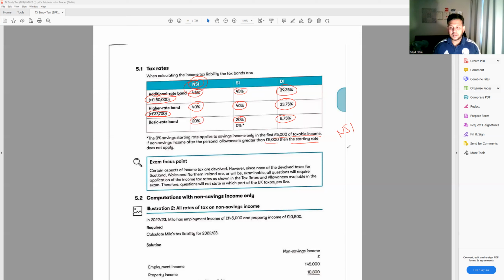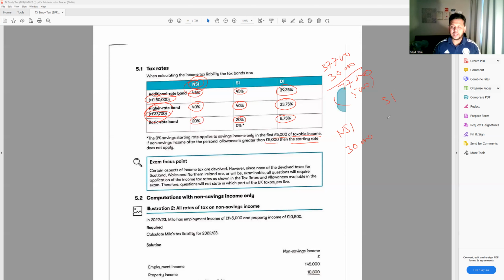is 30,000. That means from the 37,700 basic band, if I minus the 30,000, we still have 7,700. And in this case, from here, you can use 5,000 for the savings income as a nil rate band.